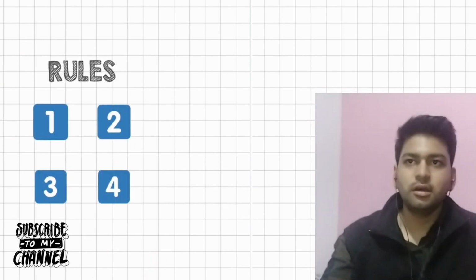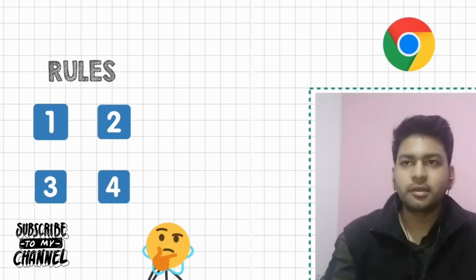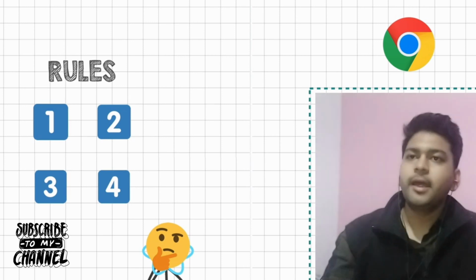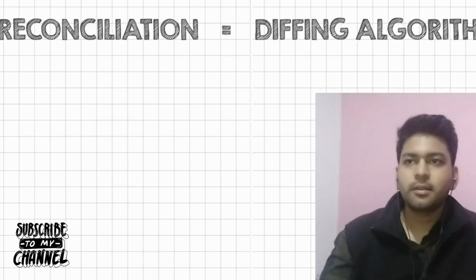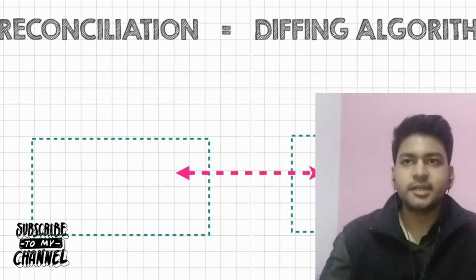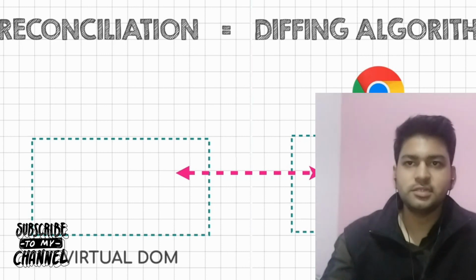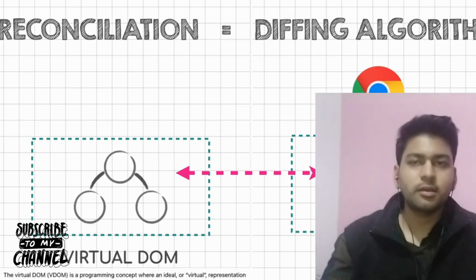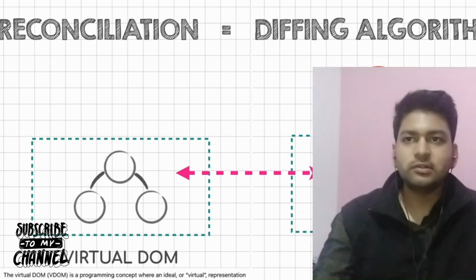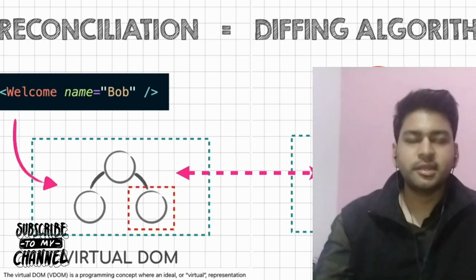The algorithm uses two main techniques to optimize the updates. The first technique is tree diffing. React compares the current virtual DOM tree with the updated virtual DOM tree and identifies the minimum number of changes necessary to bring the virtual DOM in line with the updated state. The second technique is batching. React batches multiple changes into a single update, reducing the number of updates to the virtual DOM and in turn the real DOM.